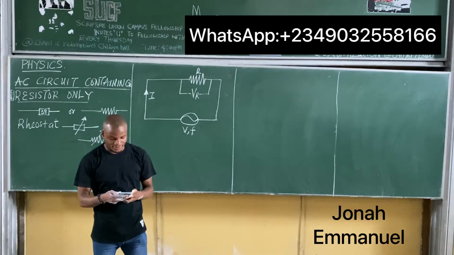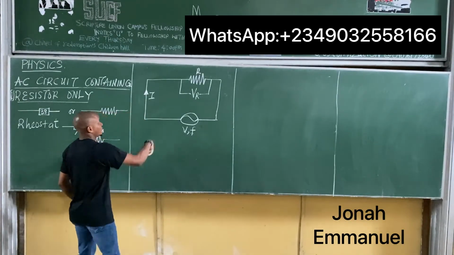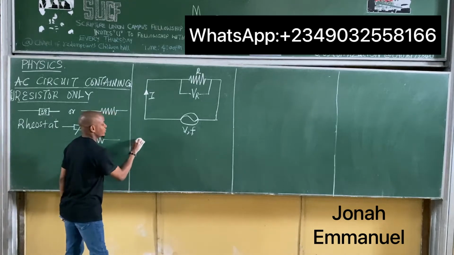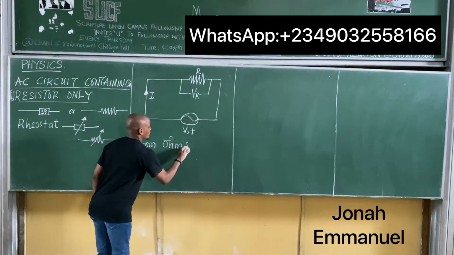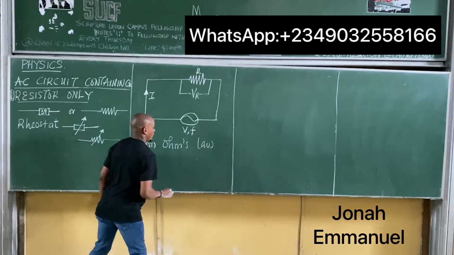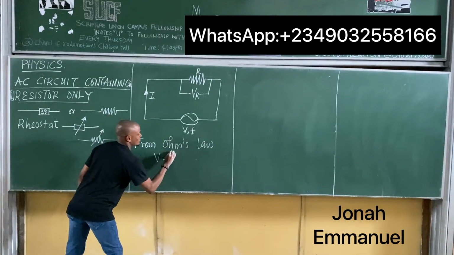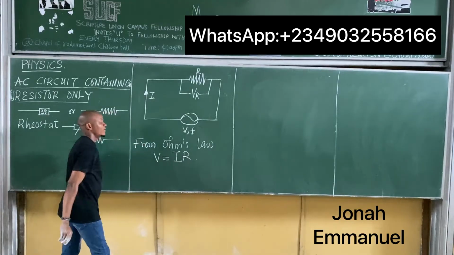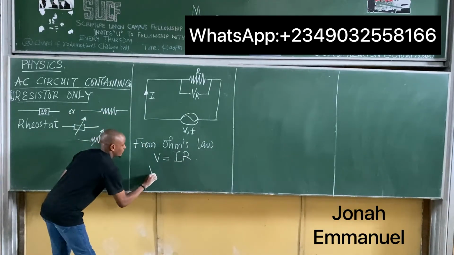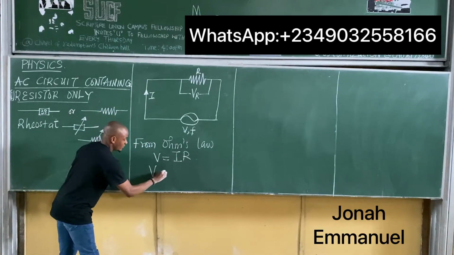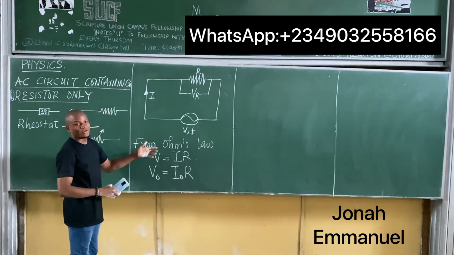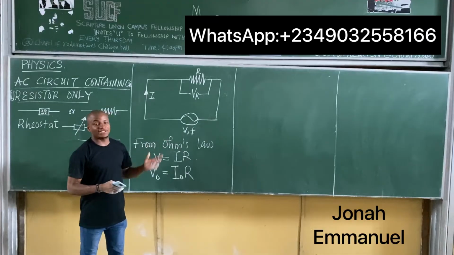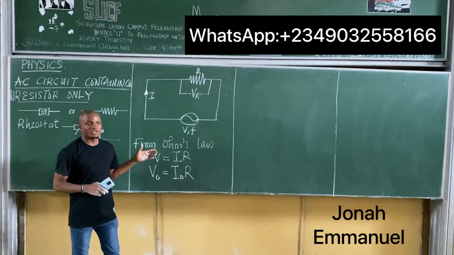Let's get our first formula, please. For this one, the formula is this. From Ohm's law, we have that V is equal to IR. Let's take maximum. We say V naught or V maximum is equal to I naught times R. This is the only formula per se for an AC circuit containing resistor. Just this one here, that's all.